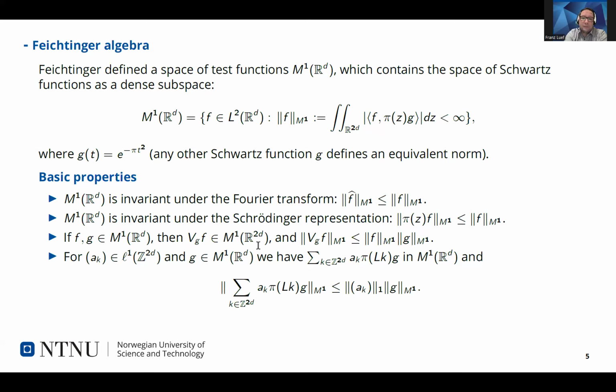Sorry, the matrix coefficient depends on the z variable or not? Or you mean for every z? No, in the V_g of f, right? Yes, V_g f is a function of z. So that's the function of z that is in M1. Yes. Okay. So I do it on the phase space.